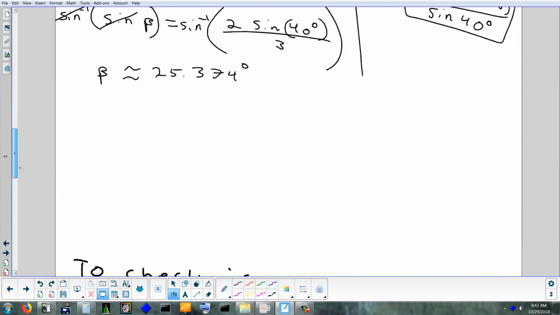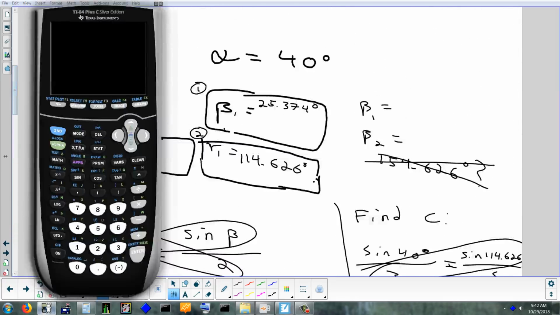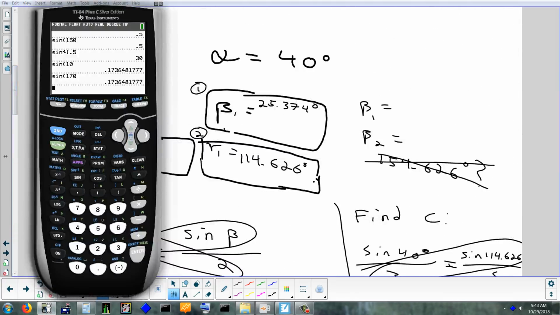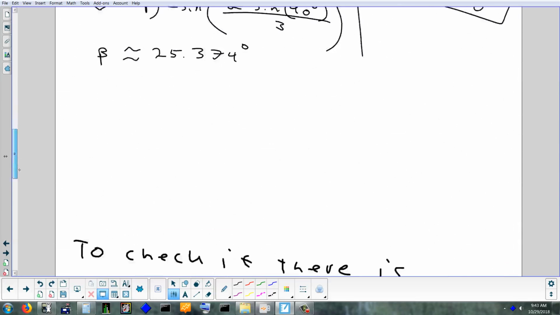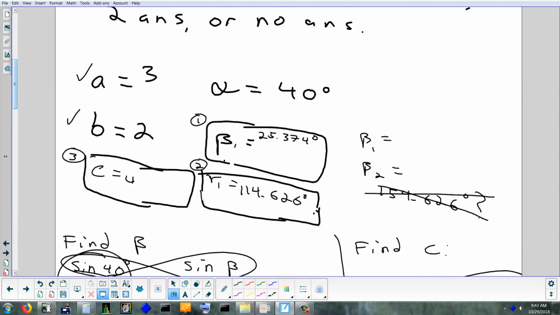Let's type it in and see what we got. So we've got 3 sine 114.626 divided by sine 40. That's exactly what we said it had to be between. It's 4.243. So just put that right there.